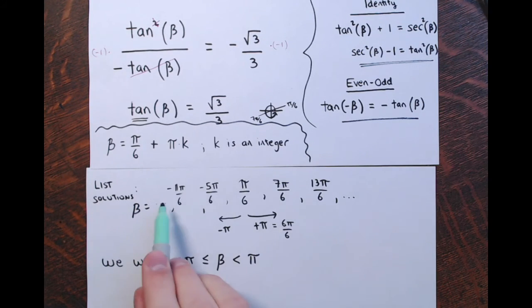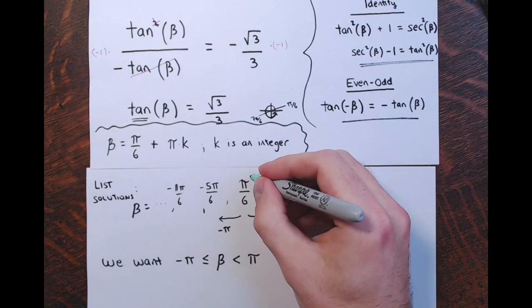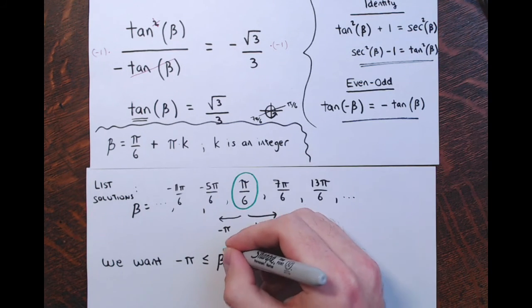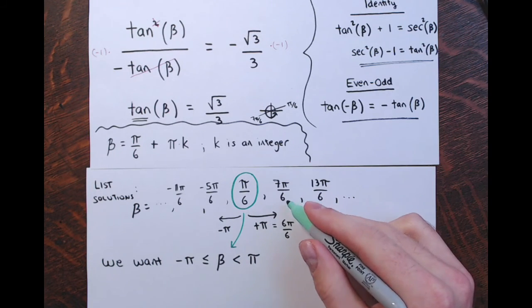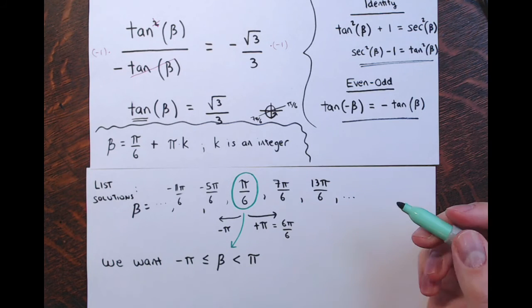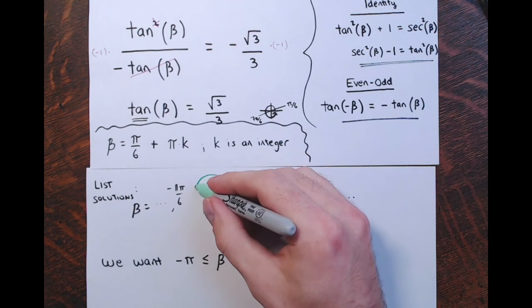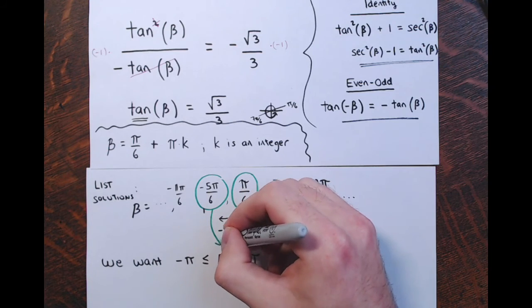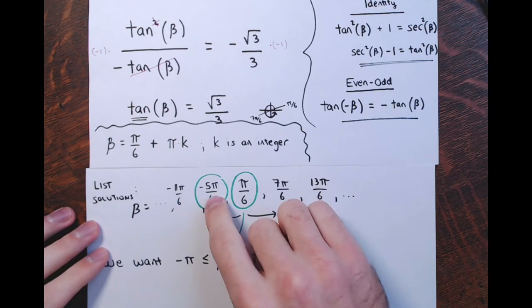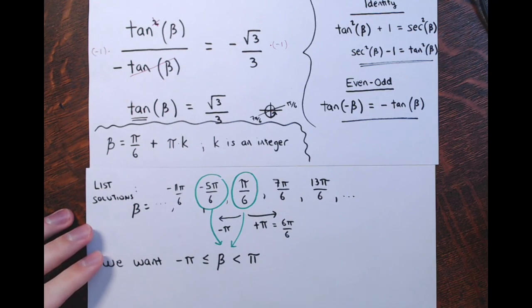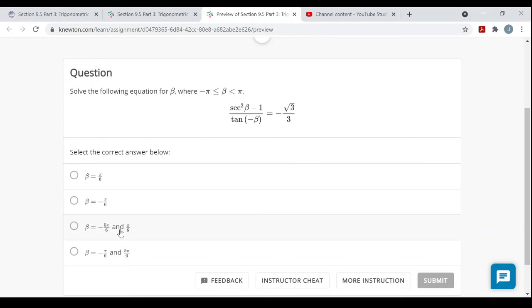So the only ones of these that satisfy this inequality: pi over 6 is in this range. Then all these are too big. 7 pi over 6 is bigger than pi. 13 pi over 6 is bigger than pi. Negative 5 pi over 6 is okay too. That's between negative pi and pi. But then negative 11 pi over 6 is too small. So the only two solutions coming out of this are pi over 6 and negative 5 pi over 6. Those are the only solutions in the range that they wanted, which is that third option there.